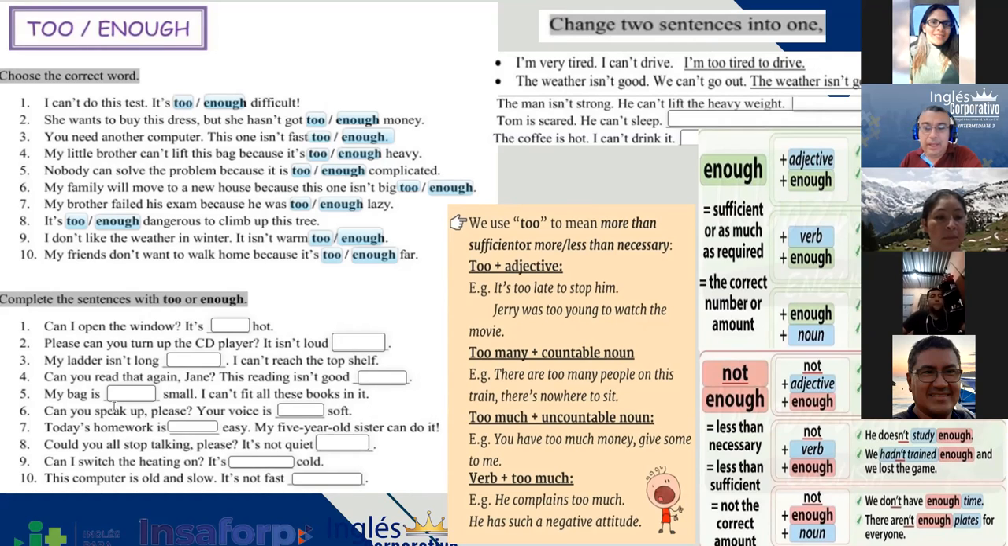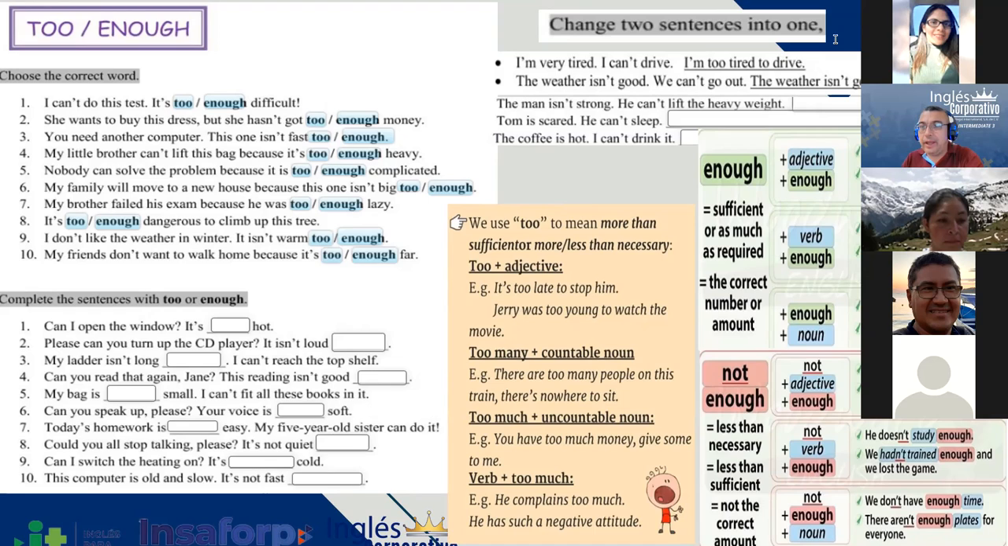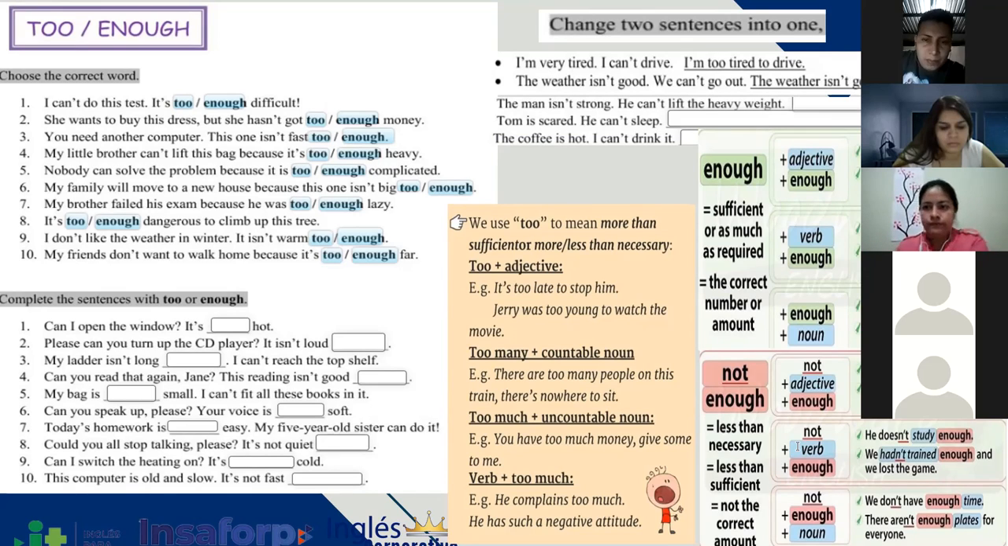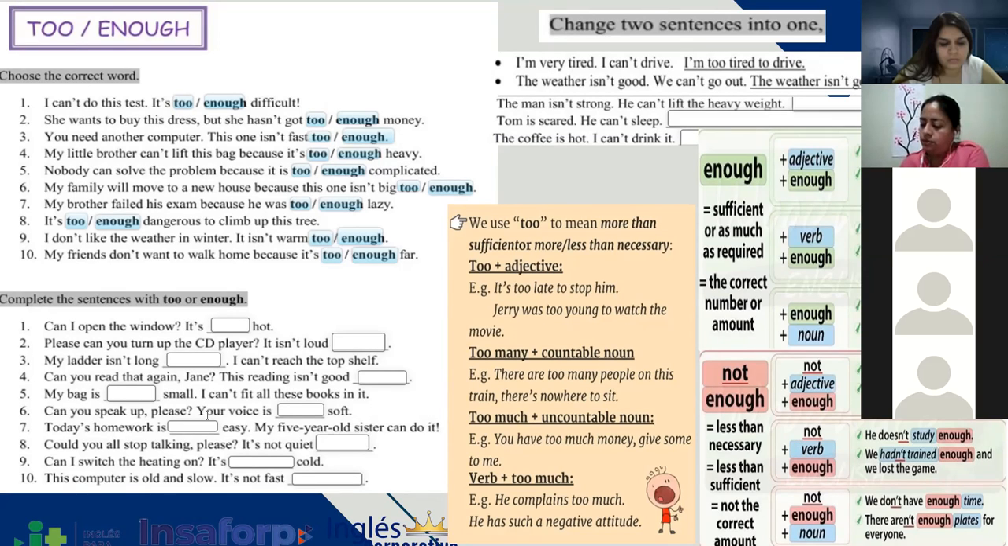Next is Abigail. Thank you, Diana. Very good. Can you speak out, please? Your voice is too soft. Yes, too soft, right? Very good. Perfect. Okay. All right, go ahead. Number seven, today's homework isn't too easy. My five-year-old sister can do it. Okay. It's too easy. Too easy. Is, right? Is too easy. Very good.